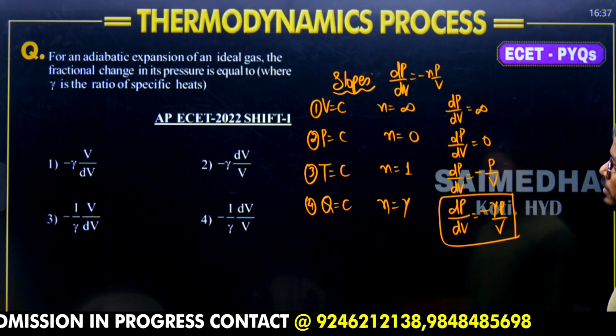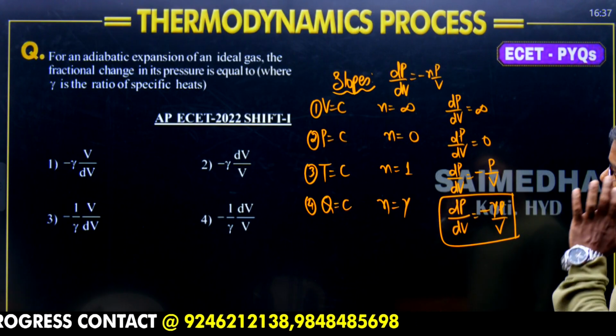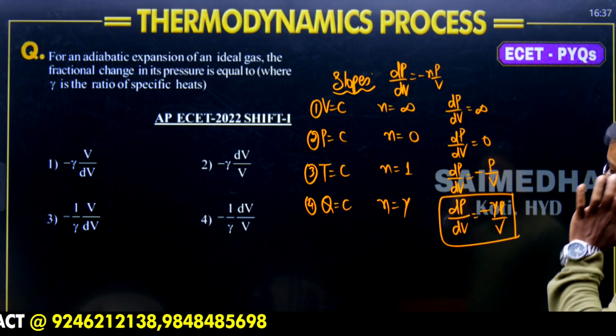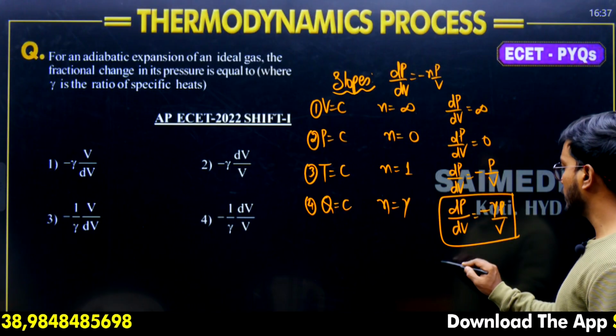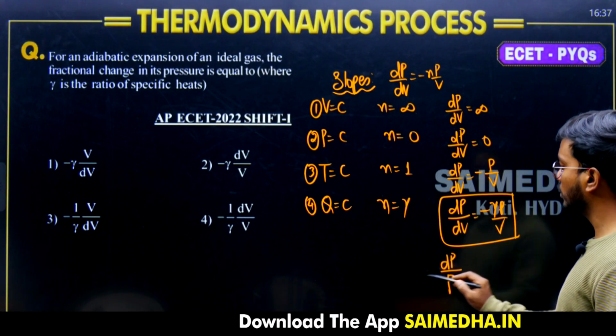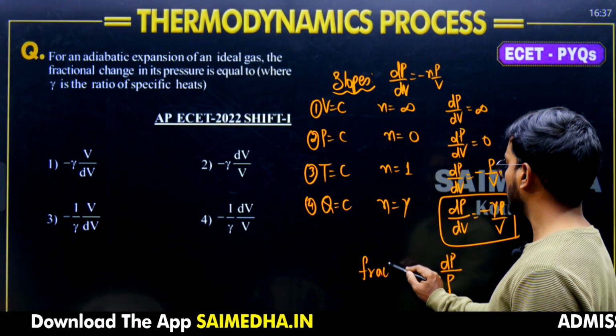He is asking for the relation for adiabatic expansion of an ideal gas, the fractional change in pressure. Fractional change in pressure means dP by P. So dP by P is called what? The fractional change in pressure.